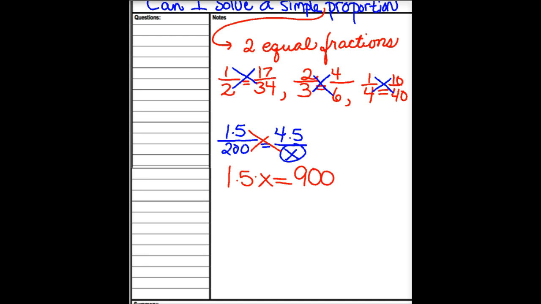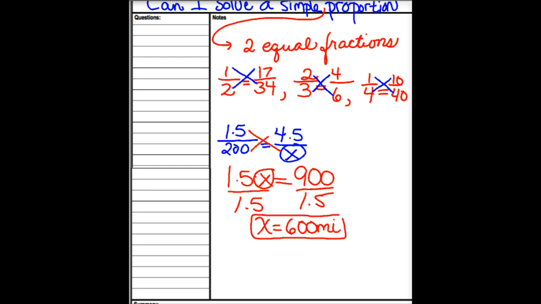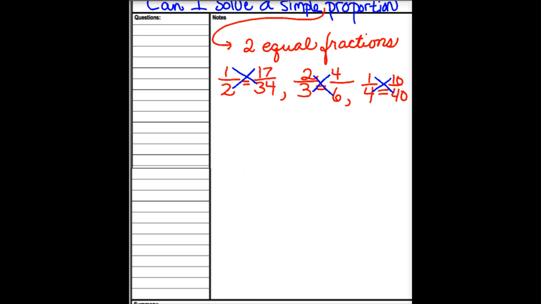So if I want to figure out what x is, and in this case it represents the miles of my trip, I just need to get rid of that 1.5. Well, the opposite of multiplying by 1.5 is to divide by 1.5. So I take out my calculator and just do 900 divided by 1.5, and I get 600. What that means is my trip that I've measured on the map, well, I have an actual distance of 600 miles. And that's basically the gist for how we solve what we call simple proportions.